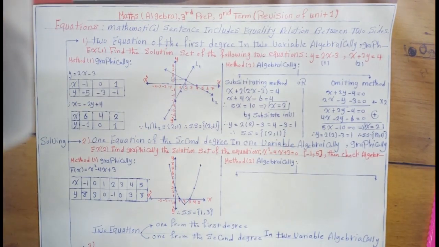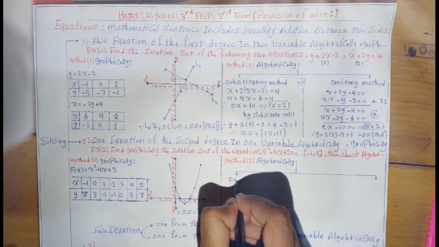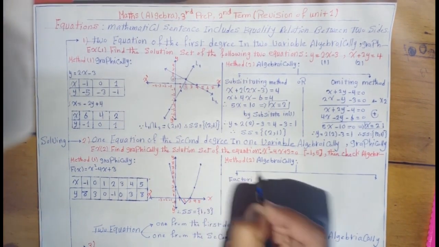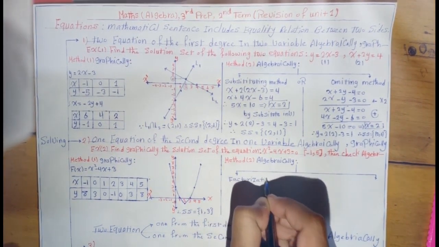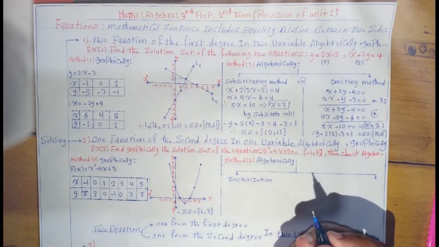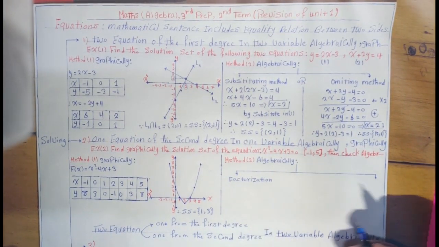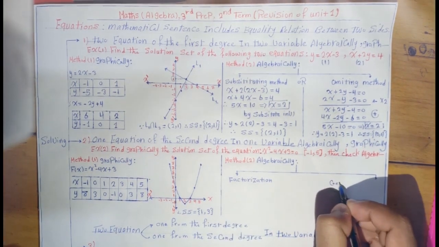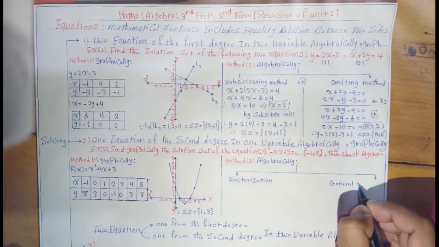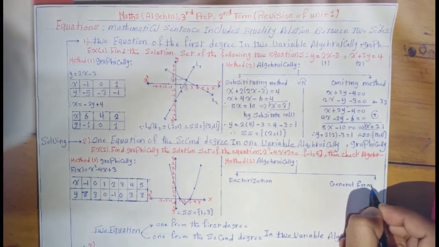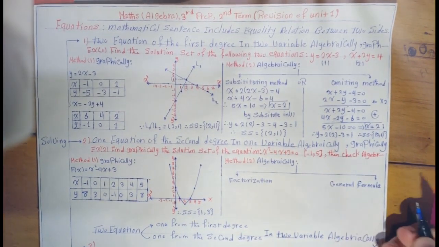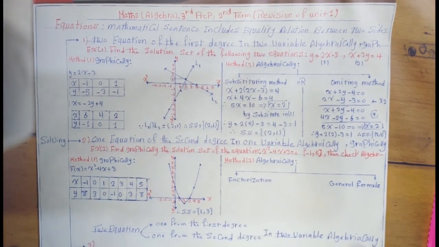The second method, algebraically. Also in the second method we have two ways to solve. The first way is factorization. And the second way is by using the general formula. Let's start with the first way, factorization.